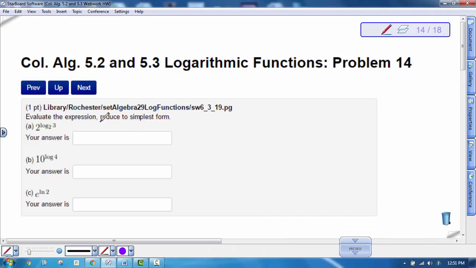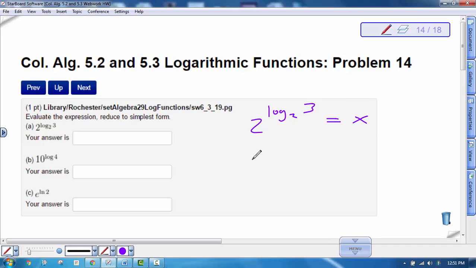Okay, this is problem 14 then, evaluate these expressions. What we're going to find, and I'm going to do this for the rest of the problems to speed this up, is that when you have a base 2 raised to an exponent of log base 2, or even if you have it the other way around, it always cancels the 1 and this thing comes down. And I'll show you why.